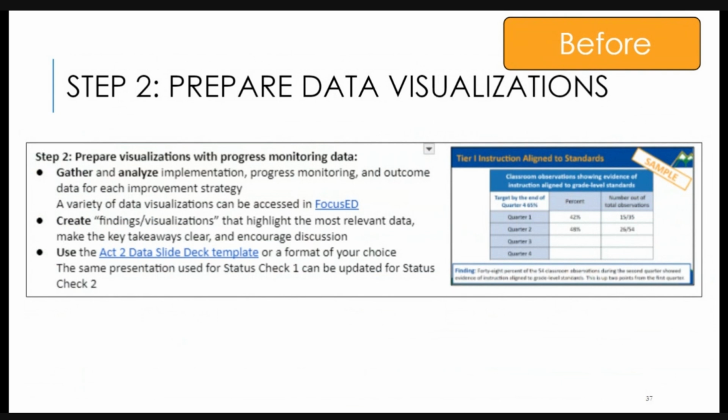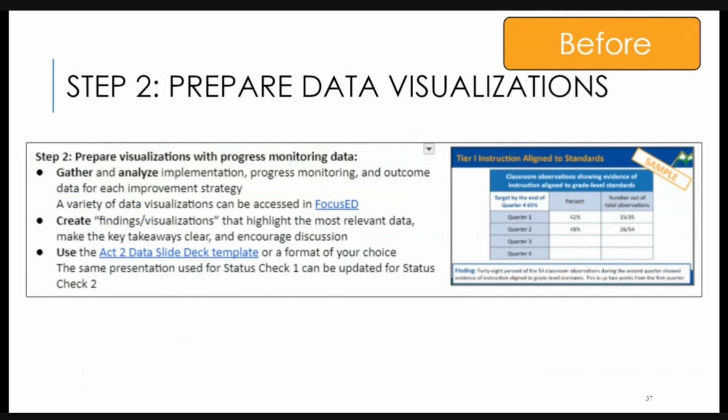So the next step in the directions involves preparing data visualizations. Before the CI team meeting, relevant data should be gathered, analyzed, and visualized to help guide the discussion. This data should be related to the implementation and outcome data of each goal and improvement strategy. To understand what data to collect and visualize, you can start by looking at the goals and improvement strategies in the SPP roadmap. While schools can choose whatever format they decide is most appropriate for their data and their audience, an Act 2 data slide deck template is available for you to use if you like.